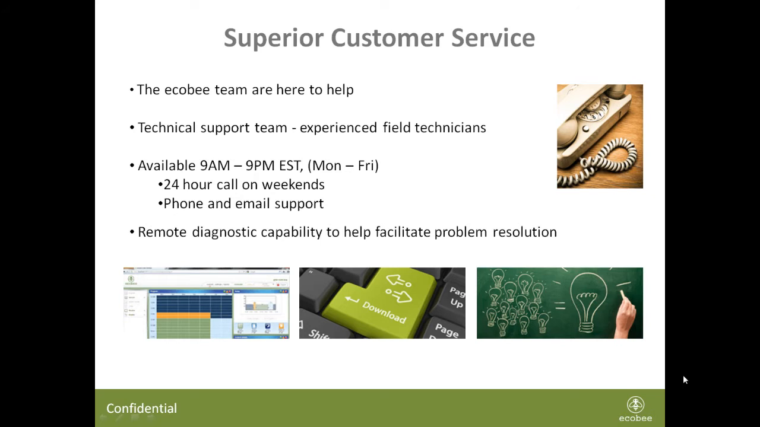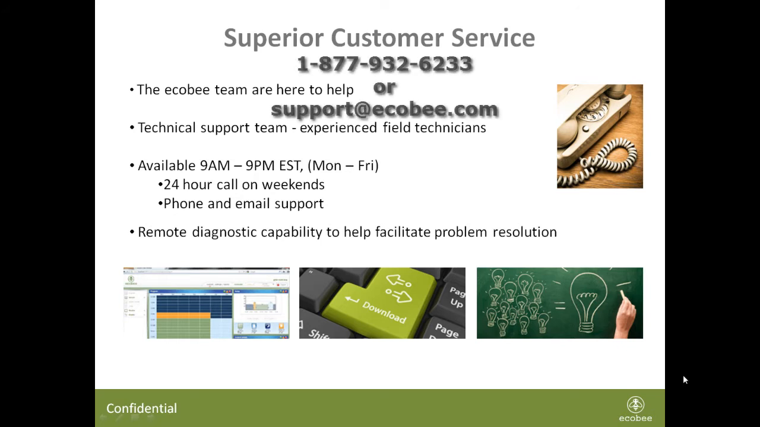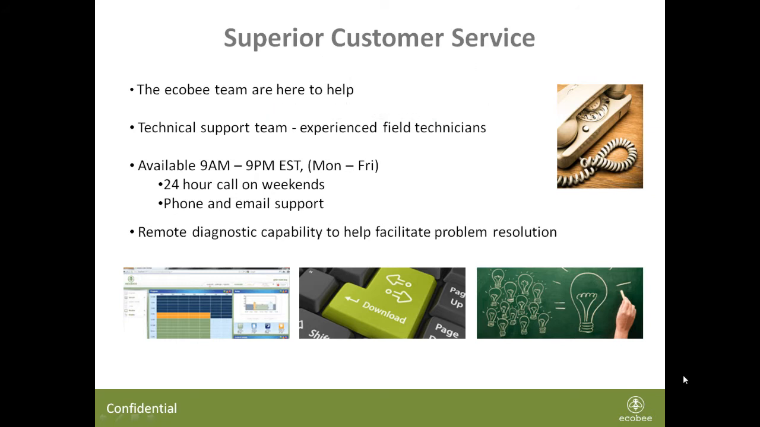We are available 9 a.m. to 9 p.m. Eastern Standard Time, Monday to Friday. We also provide emergency support after hours. We can be reached by toll-free number 1-877-932-6233 or by email sent to support@ecobee.com. Our team has the ability to access your customers' connected thermostats, and we can assist you in finding problem resolution.